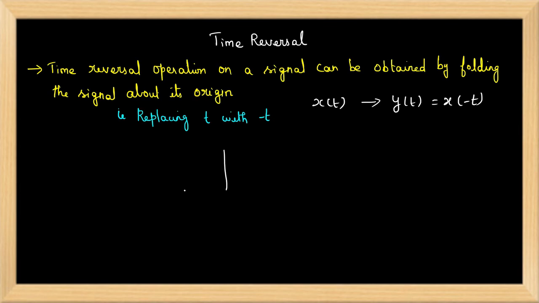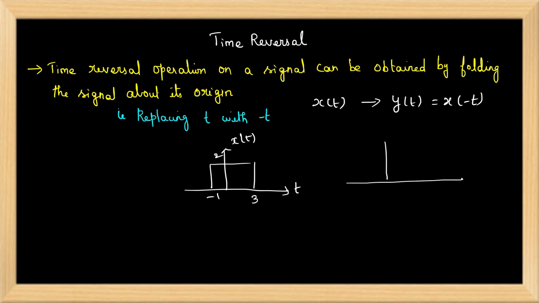For example, if you just consider this signal x of t, which varies from minus 1 to 3 and has the amplitude 2, after the time reversal operation our new signal will look like this. That means here from minus 3 up to 1. It is folded about the origin. This is our new signal y of t. Here also we can note that there is no change in the amplitude. Only we are reversing the time.